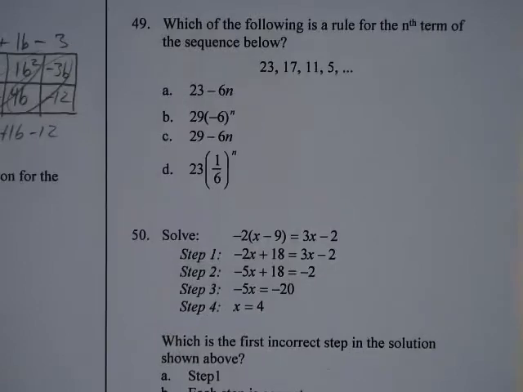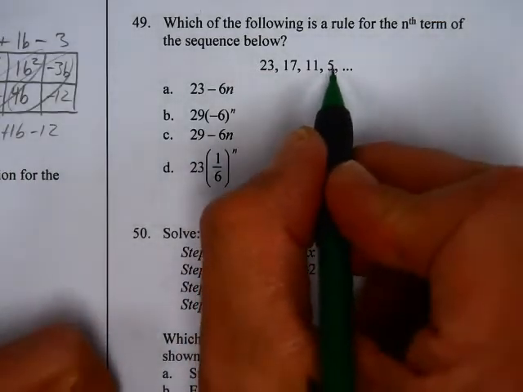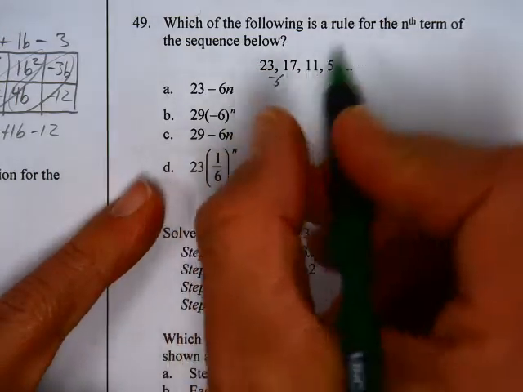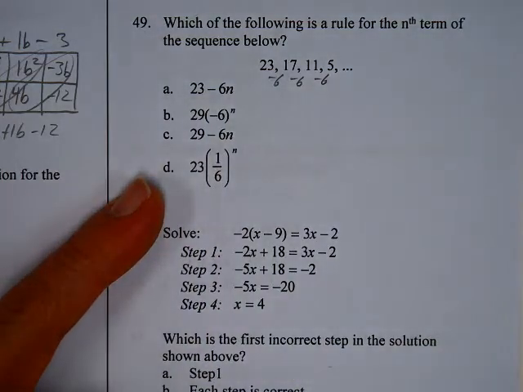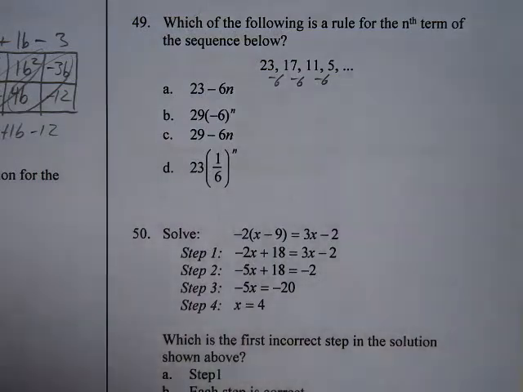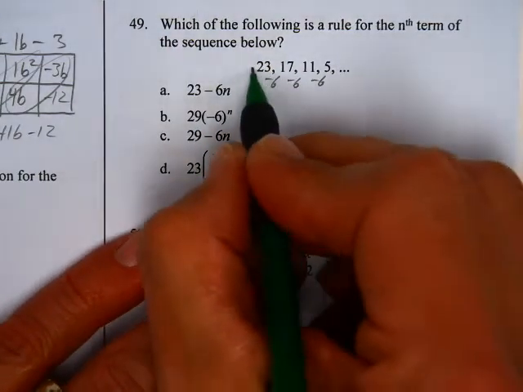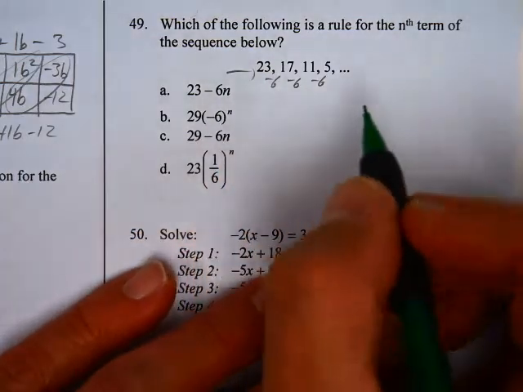Lastly, this column here. Which of the following is a rule for the nth term of this sequence? Now, they don't tell you the type of sequence here. But we can see that from 23 to 17, it's decreased by 6. And it was consistent here and consistent here. It's another arithmetic sequence. The tricky thing about some sequences: when do you know the zero term and otherwise? Well, this is the first term in the sequence. We have to go to the zero term to determine the equation.